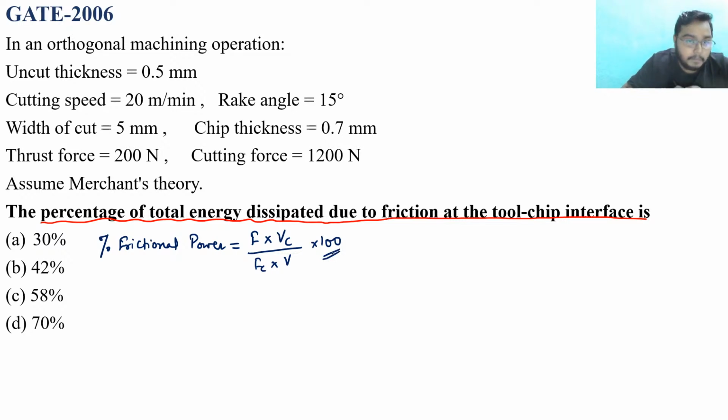Okay, so you have to find the value of F, the frictional force, the chip velocity, the cutting force and the cutting velocity. These things you have to find. Shivam has told option A, 30%, correct.